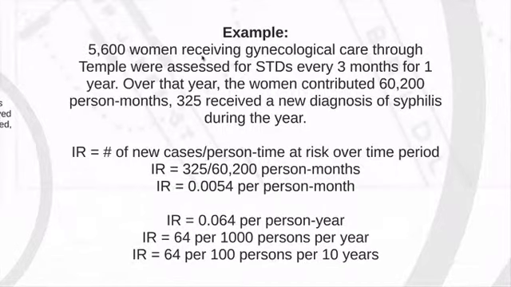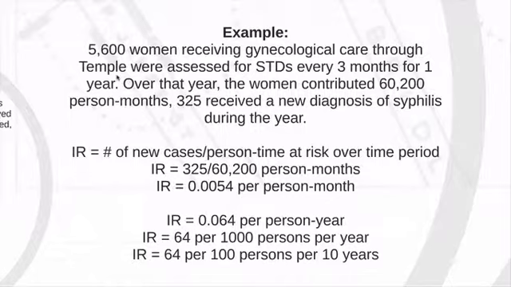All right, so let's go back for a second. If our 5,600 women had been in the study for 1 year and they were all at risk for that 1 year, and then, just for the sake of the example, all were diagnosed with syphilis on the last day of the year, they would contribute 5,600 times 12 person months at risk over that study.